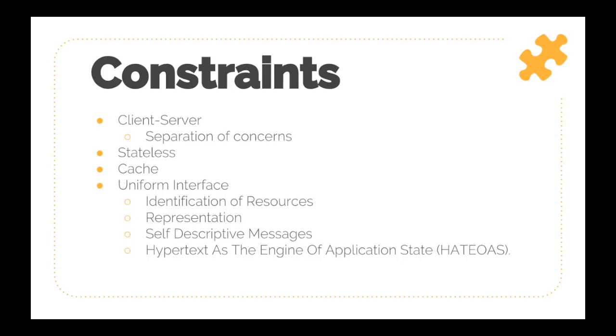The last one is the hypertext as the engine of application state. So if you would have heard about HATEOAS, that is another way of linking two different REST endpoints in the same REST endpoint. So you have a single REST endpoint, you trigger that particular REST endpoint. Inside that particular REST endpoint, you have links to the subsequent URLs. So that is HATEOAS.